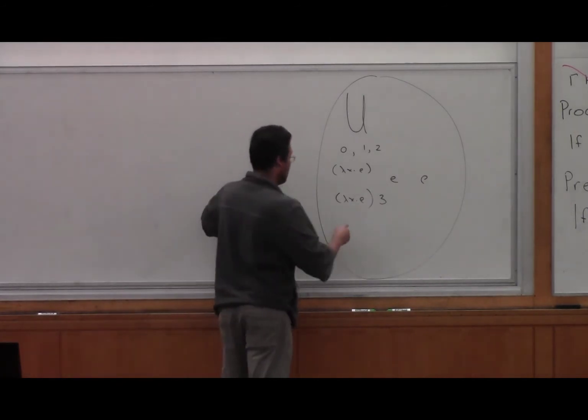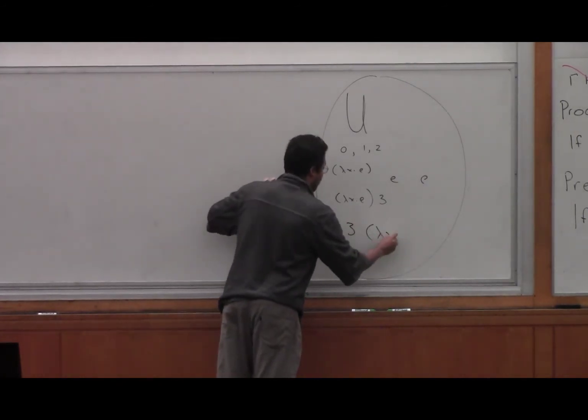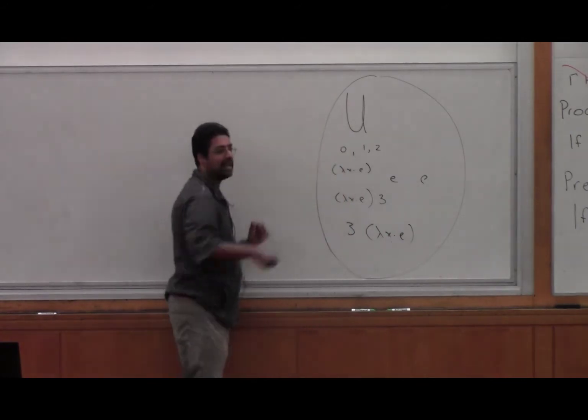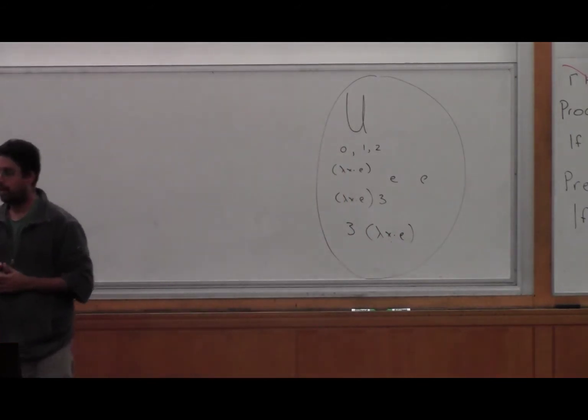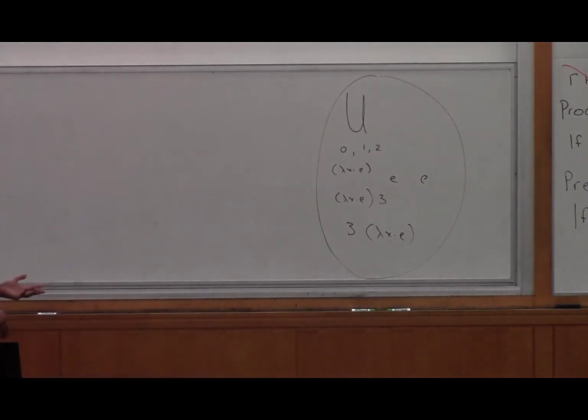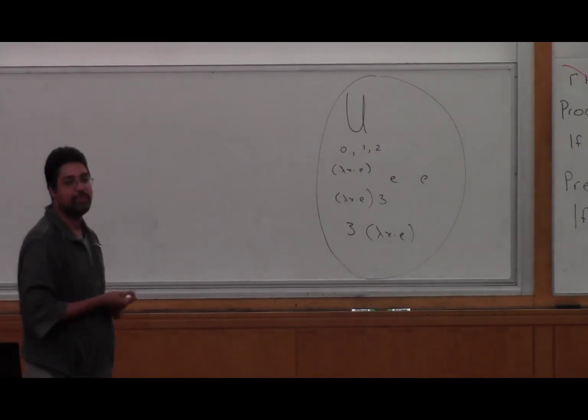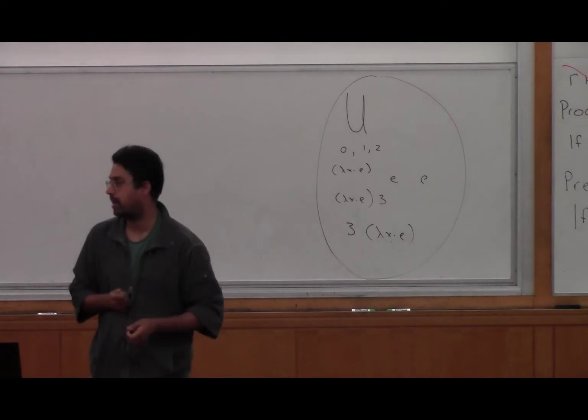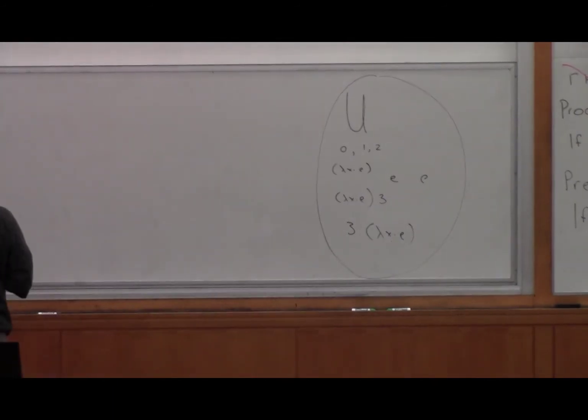And it's untyped. We might even have 3 applied to lambda x dot e. It's got lots of stuff in there. And what we want to do is pick out particularly well-behaved subsets of it. So that might be the first idea. So let's see. So idea 1, let's say.